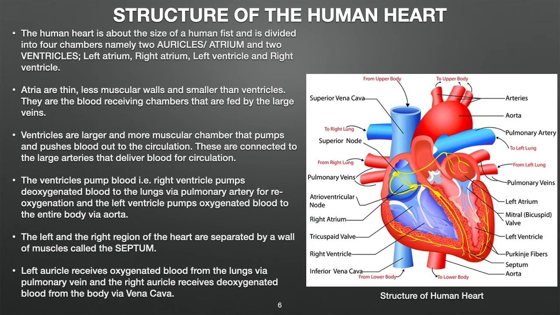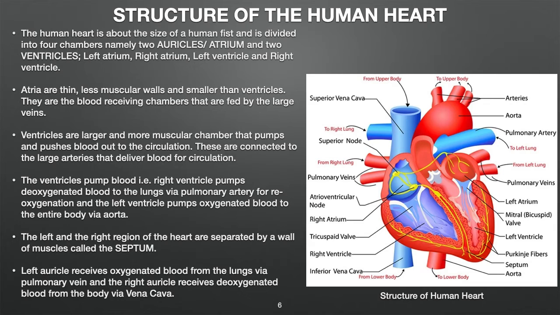Atria are thin, less muscular and smaller than the ventricles because they are the blood receiving chambers that are fed by the large veins. Whereas ventricles are large and more muscular because they have to pump or push the blood out for the circulation.